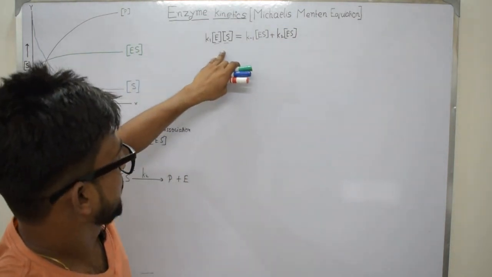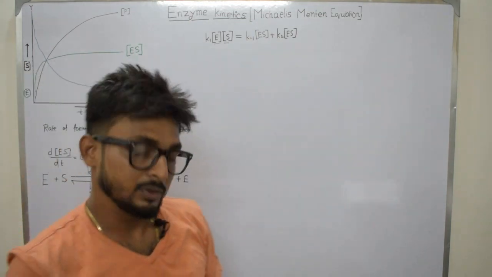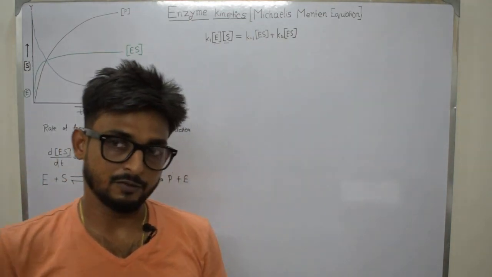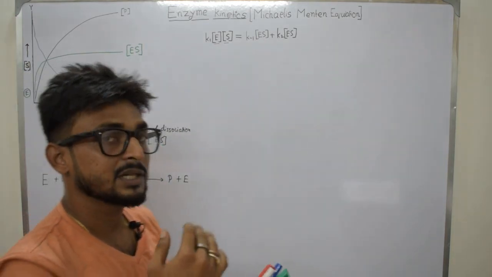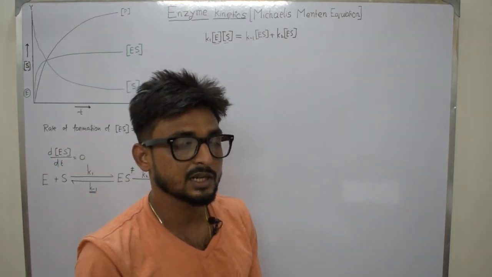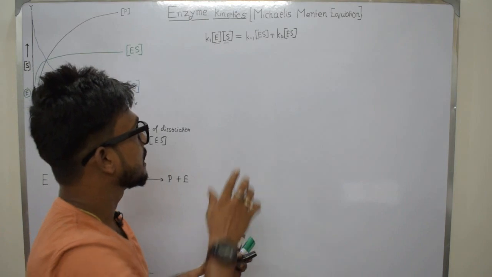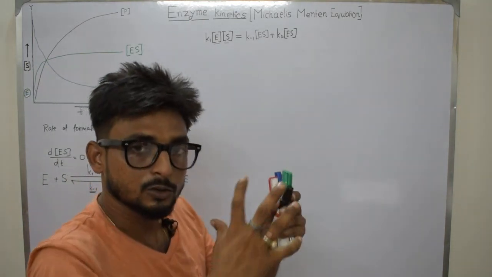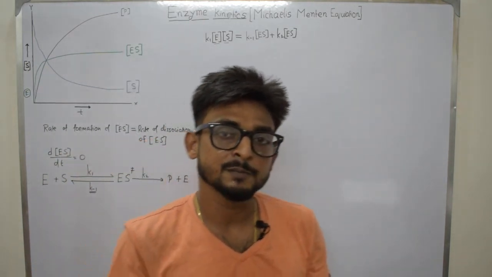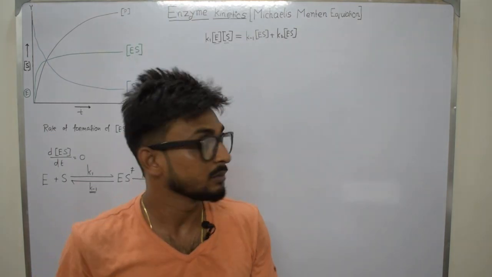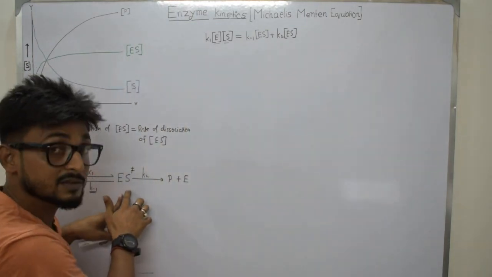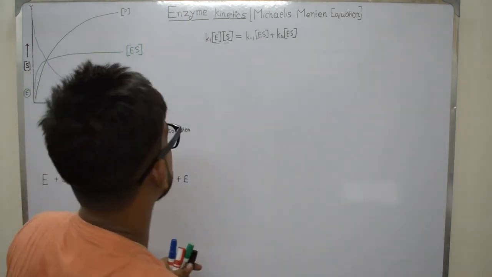Here what will happen? In any kind of reaction we know the concentration of the enzyme and also the concentration of the substrate, but after a certain period of time, out of the total amount of enzyme, some enzymes are free and some are involved in the formation of the enzyme substrate complex. So let's see.